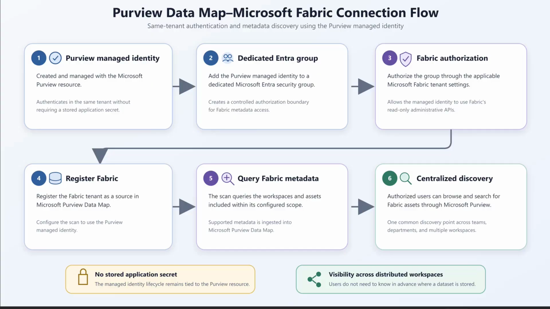Authorized users can browse and search for Fabric assets through Microsoft Purview. And we'll get into that when we talk about the Unified Catalog in another course, another series. But there's also roles and permissions on the data map itself. So we'll get into that. So one common discovery point across teams, departments, and multiple workspaces.